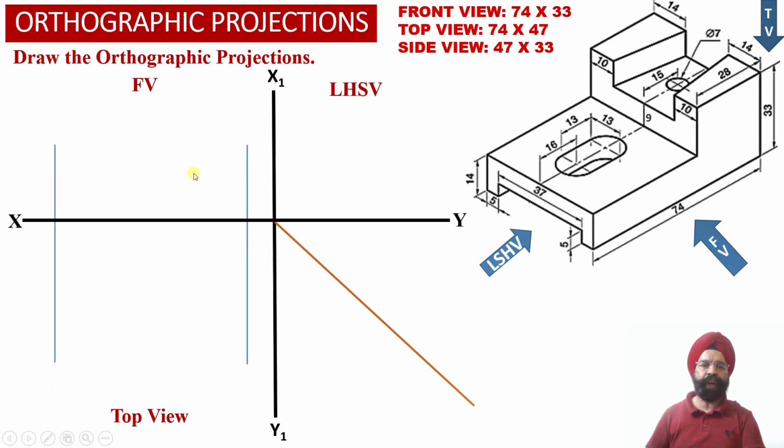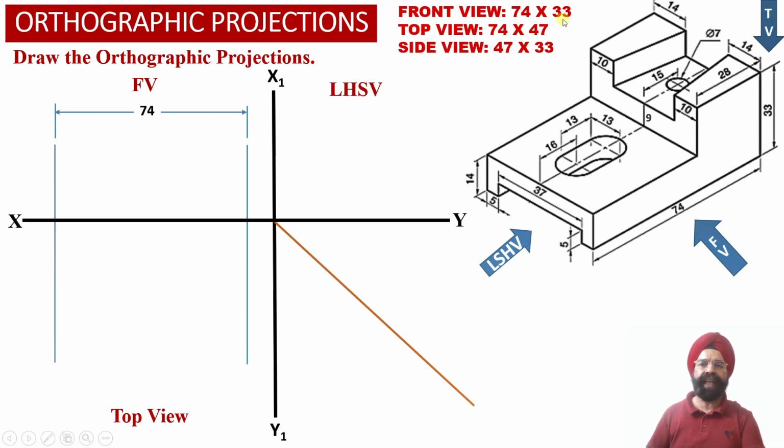Here into the front view projections, we have drawn two vertical projector lines which are separated by a distance of 74 millimeter, which is equal to the width of the solid. So this is the width of the solid equal to 74 millimeter, and we have appropriately extended these two vertical projector lines into the top view orthographic projection area, because into the top view projections also we are going to require the width of the solid equal to 74 millimeter.